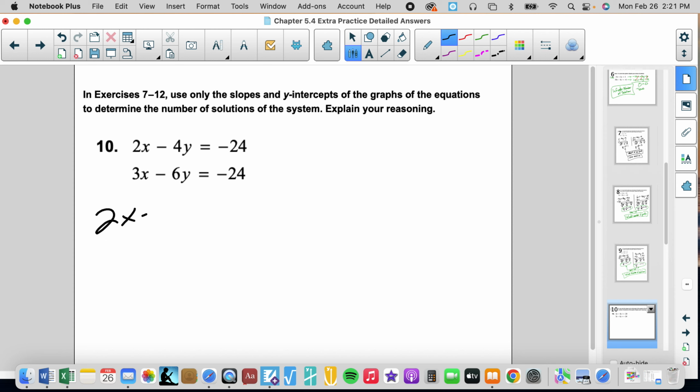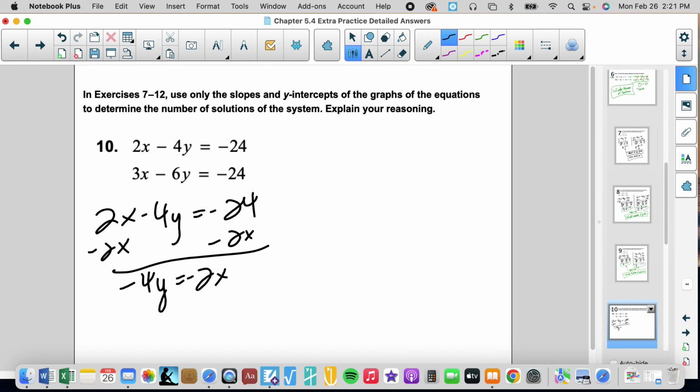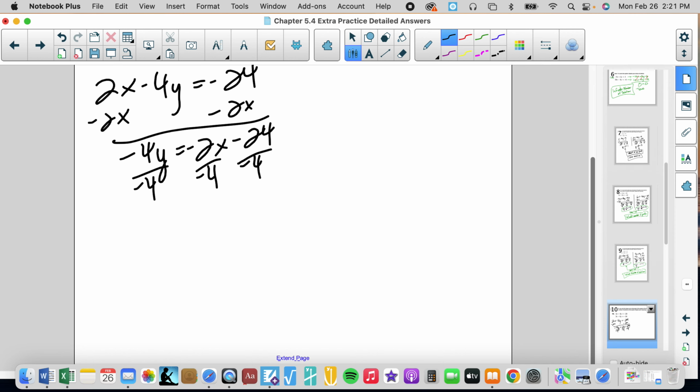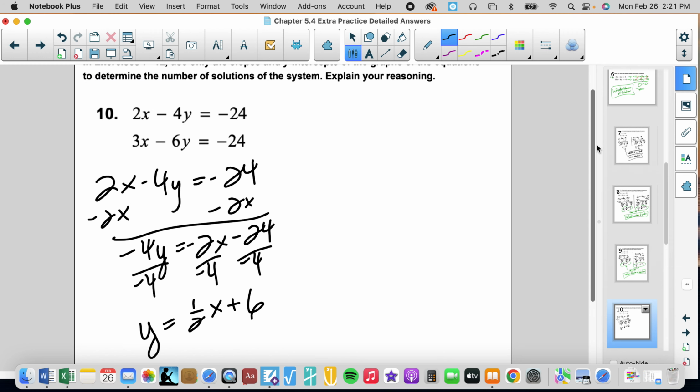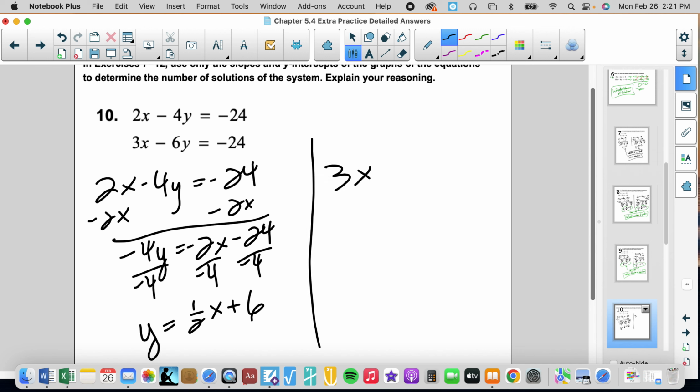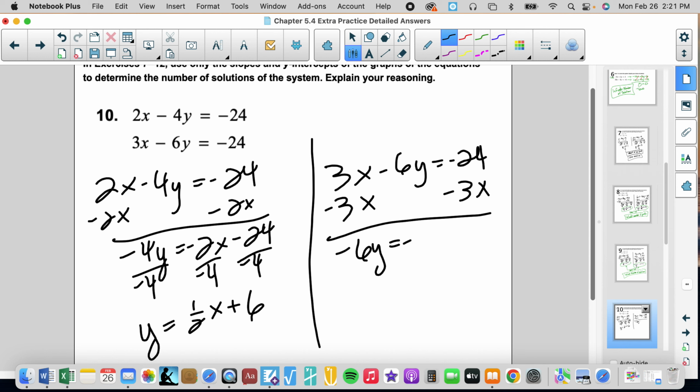Let's do 2x minus 4y equals negative 24, minus 2x. Negative 4y equals negative 2x minus 24. Divide by negative 4. We have y equals 1/2 x plus 6. We have 3x minus 6y equals negative 24, minus 3x, minus 3x. Negative 6y equals negative 3x minus 24. Negative 6, negative 6, negative 6.